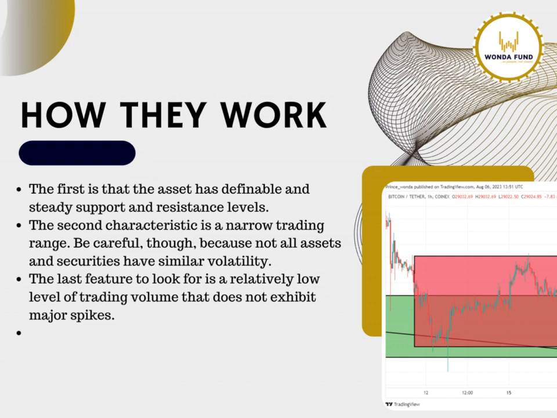Now, lastly, you should look for relatively low trading volume. Usually when we have high volume, the market has a lot of spikes and a lot of wicks because the market is trying to force its way out. So usually in a consolidation, you just want to see steady volume, not necessarily low, but steady and definitely not high, because if it's high, it's going to break that consolidation very quickly.